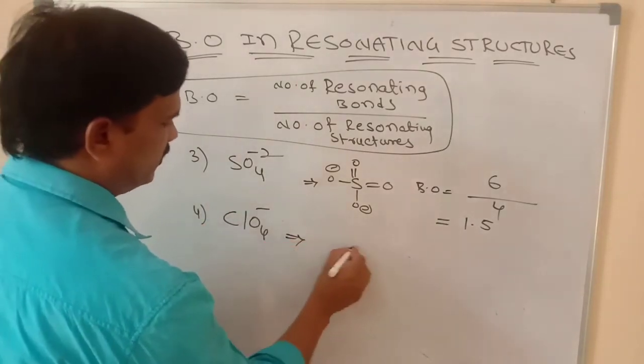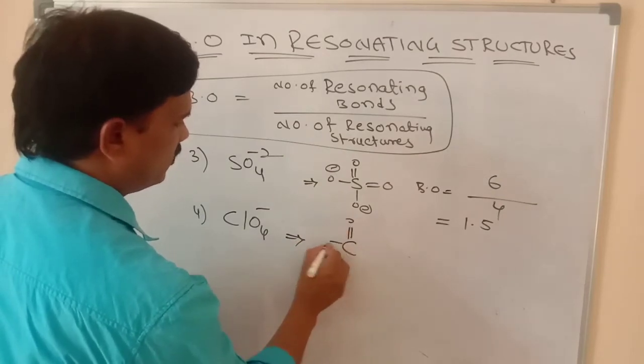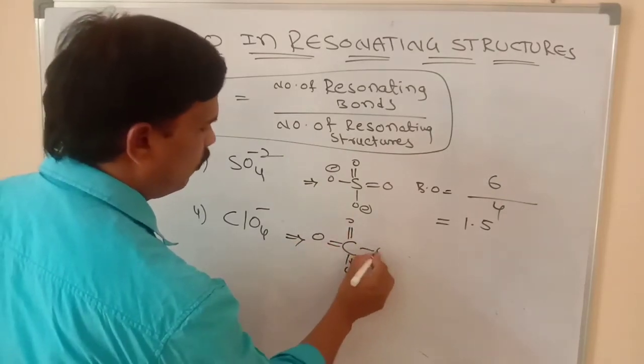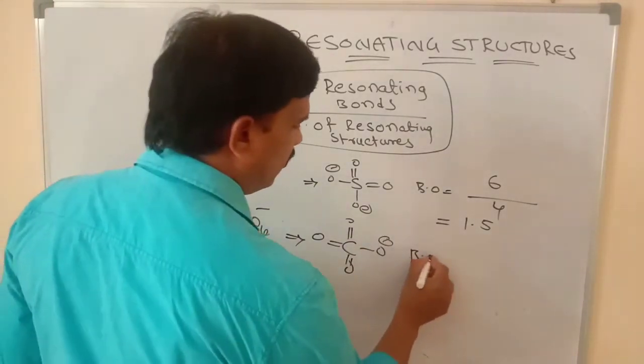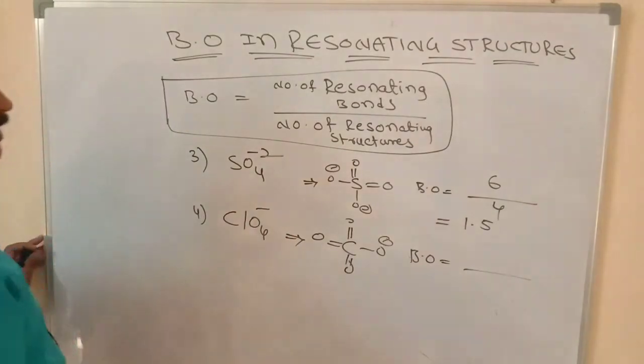Write the structure, please. ClO4 minus. This is a double bond to O, and one oxygen has a negative charge. How to calculate the bond order? Apply my trick for this type of example.